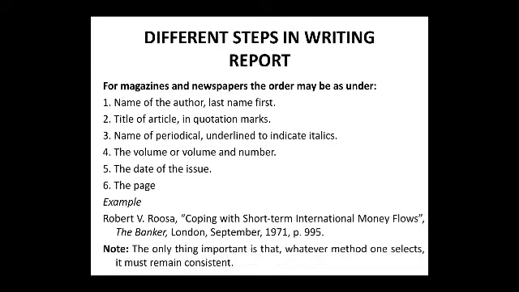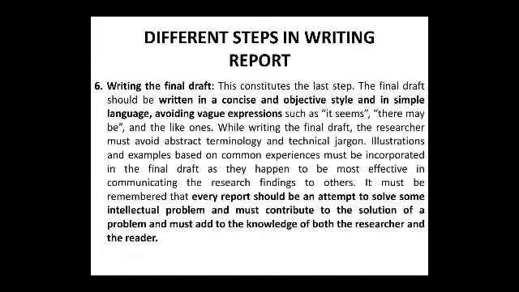For magazines and newspapers, the order may be as under: name of the author, last name first, then title of article in inverted commas, then name of periodical in italics, the volume and number, date of issue, and lastly the page. The only important thing is whatever method a researcher selects, he or she should remain consistent with that method of writing the bibliography.